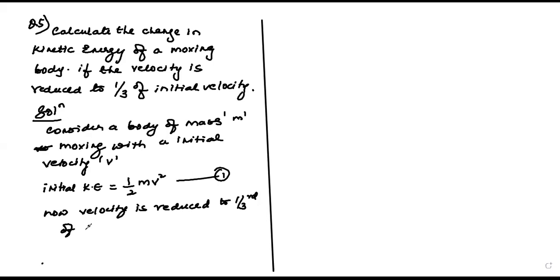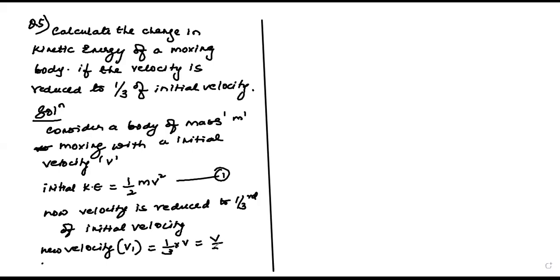1/3 of initial velocity. So what is the new velocity, children? Therefore, the new velocity, I will consider as V1, okay? New velocity V1 will be equal to 1/3 of V, 1/3 into V, that is V upon 3, okay?